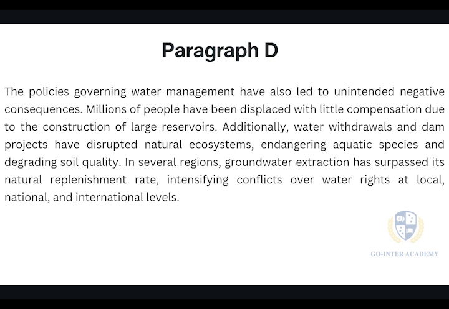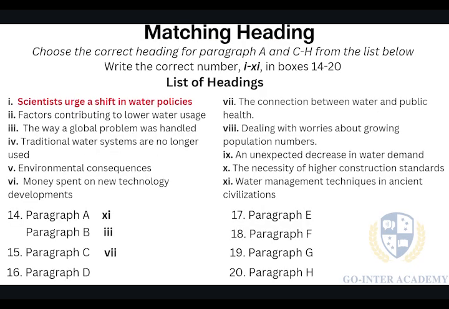Paragraph D looks at the issue of people being displaced from reservoir construction, disruptions of ecosystems, soil degradations, and conflicts over water rights. So, the core message here is that water policies and large-scale projects have caused harm to people and the environment. Now let's take a look at some of the possible headings that may fit this paragraph.